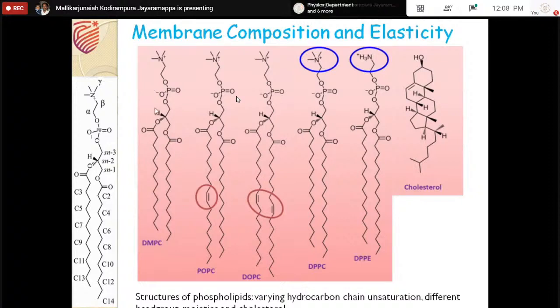Here, the entire carbon chain is labeled for DMPC. It consists of 14 carbons in the chain. Please remember this term, as we have to use it in the next slide.